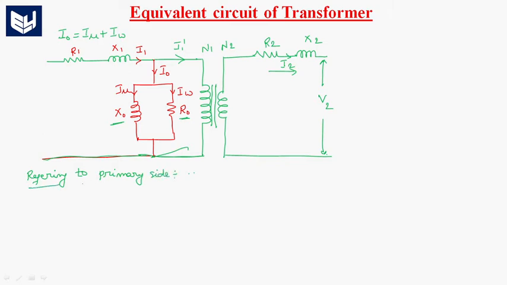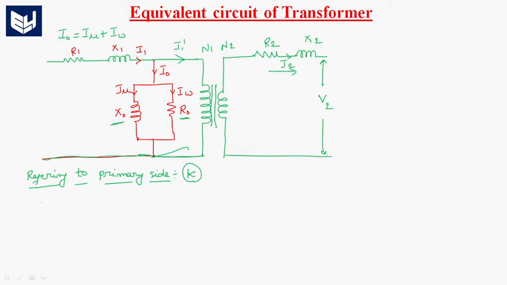Okay, so when we are referring to primary side, what will happen? The transformation ratio K will come into picture. Keep in mind that transformation ratio K will come into picture. Here the thing is, we are referring these secondary parameters to primary side. Nothing more than that. Referring the equivalent circuit with respect to primary side in the sense referring all the parameters to the primary side.